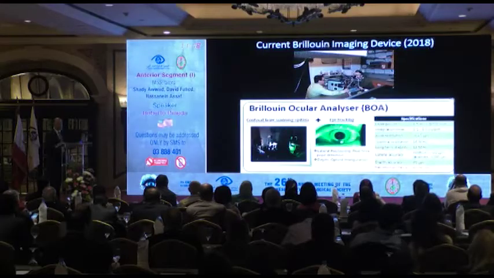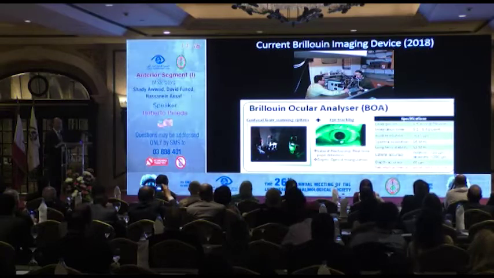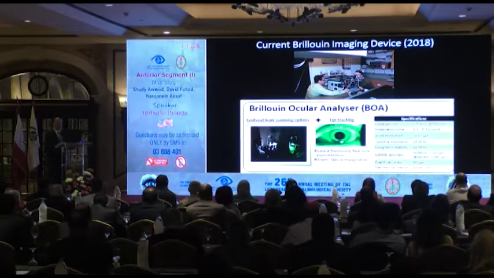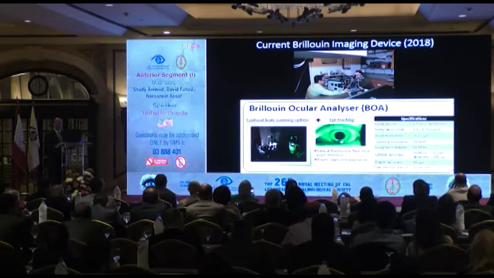So the device is essentially a lab bench device that we've been using. And there is also a portable device that's been used in Switzerland with Theo Seiler's group. And this basically uses a 780 nanometer laser light to generate the Brillouin measurements.